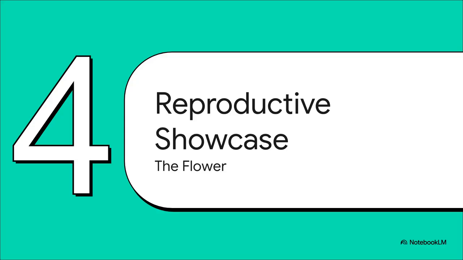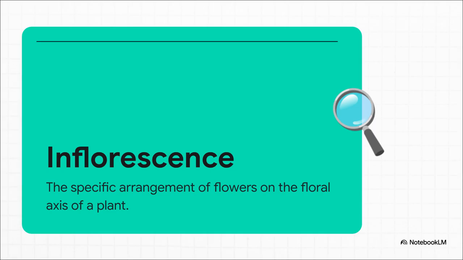And now we get to what's often the most stunning part of the plant, the flower. A flower is basically a modified shoot, brilliantly engineered for one main purpose, reproduction. It's the plant's big reproductive showcase. Flowers don't just appear randomly on a stem. The specific way they're arranged is called an inflorescence.